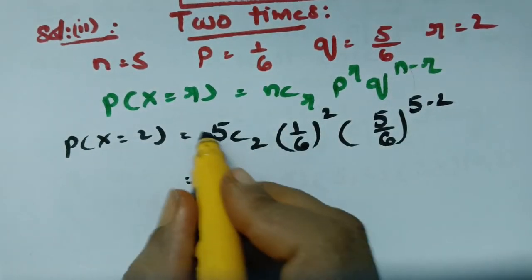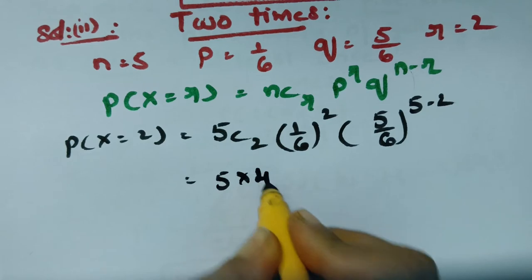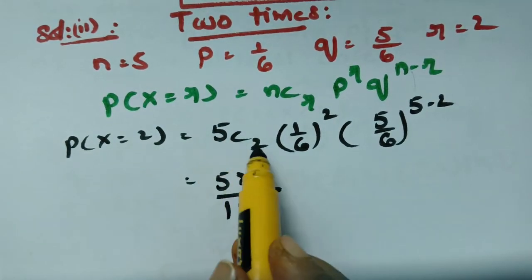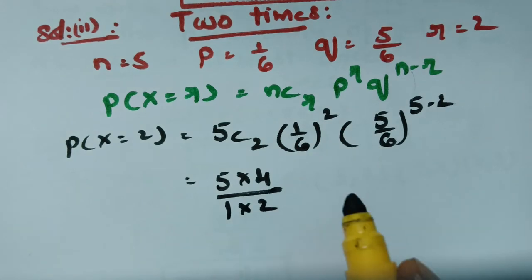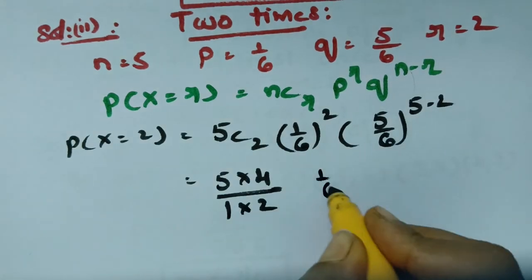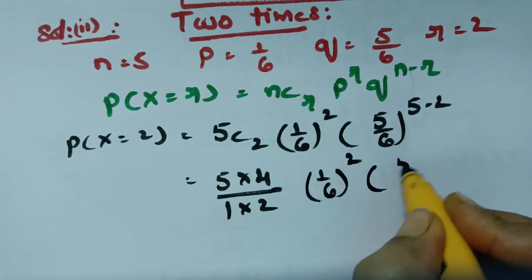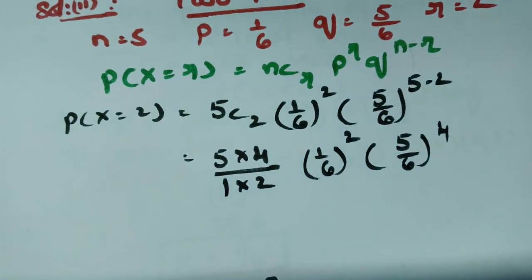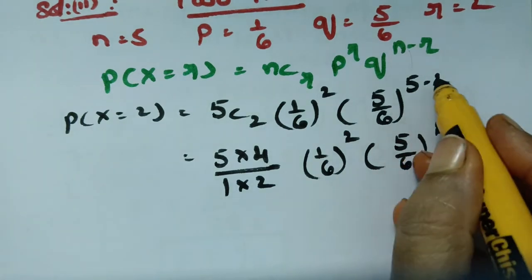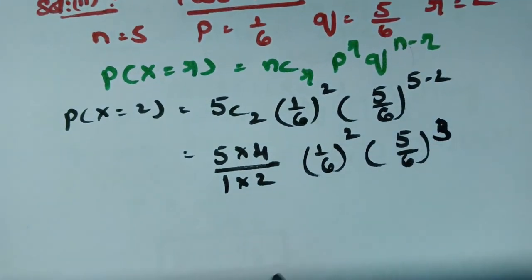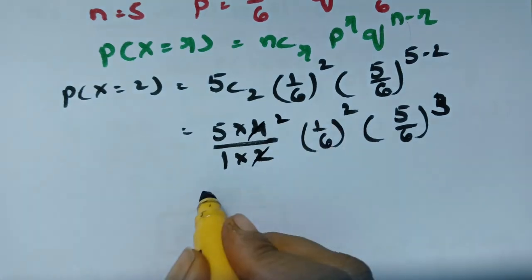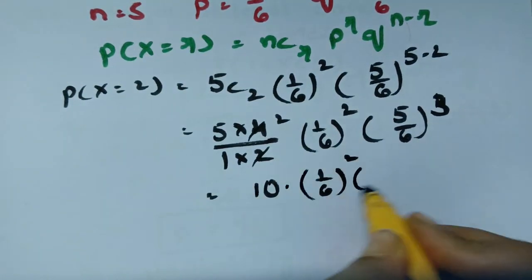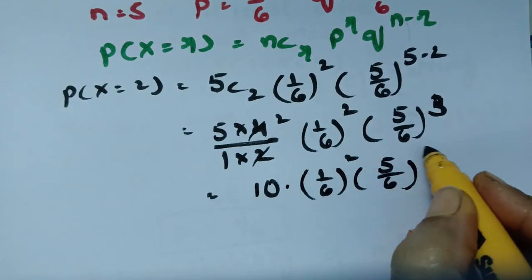What is 5C2? The difference here is 5 into 4, 2 times backward steps and 2 times front, or else nCr is equal to n factorial by n minus r factorial into r factorial. So this is 1 by 6 square and this is 5 by 6 power 4. And see, 5 2s are 10. So if I cancel in 2 table, this will be 5 2s are 10, 1 by 6 square and this is 5 by 6 cube.